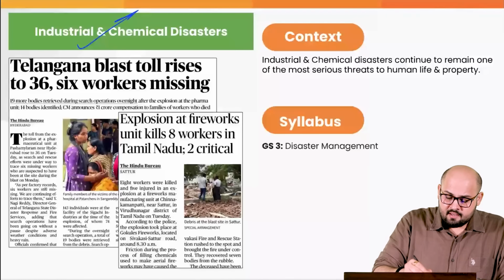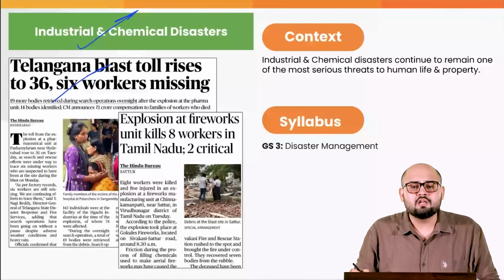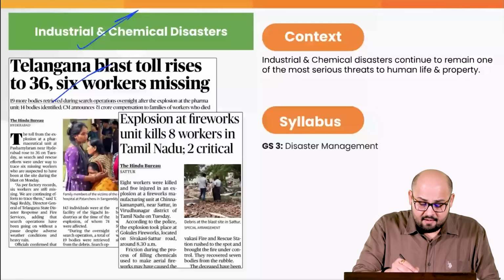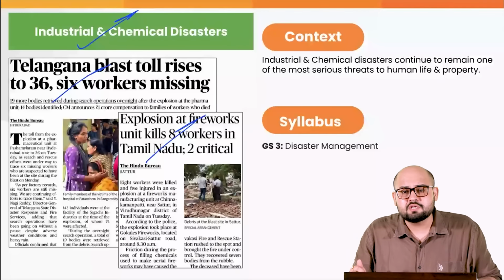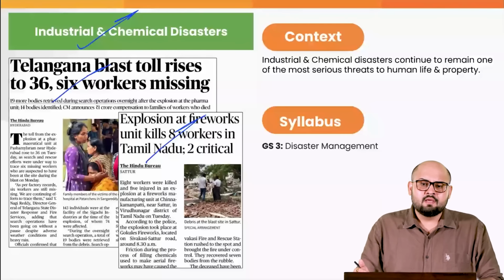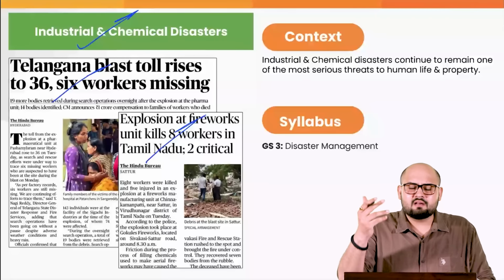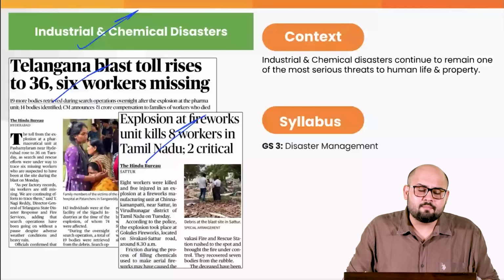Just look at this. We had a blast in a pharma unit in Telangana which led to the loss of almost 36 lives. And we have news from Tamil Nadu where there has been an explosion in a fireworks factory and this has killed 8 people. Recently, we talked about a particular blast taking place in Andhra, right? And last year we had news of a blast in Dombivli.